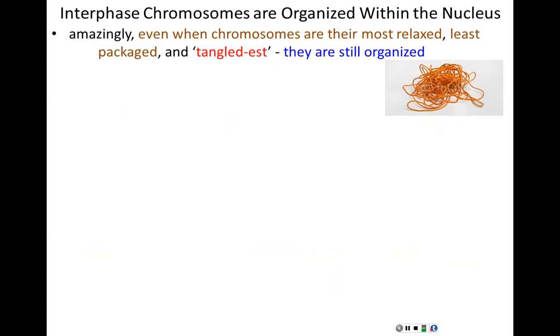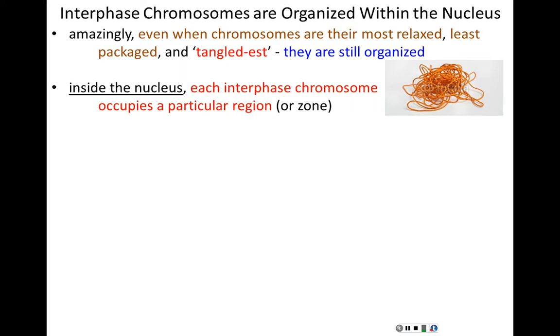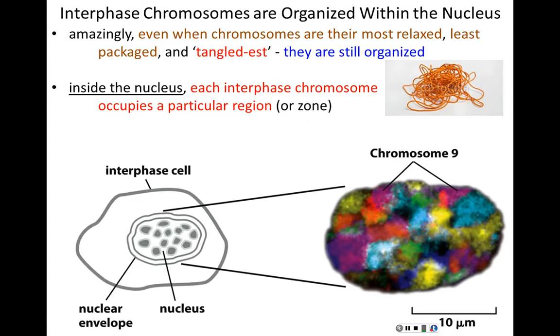What's maybe even more amazing is that even when chromosomes are at their most relaxed during interphase, when they're at their least packaged, when they are probably most prone to becoming tangled because they are not tightly wrapped, they are still very highly organized. In fact, in the nucleus, each interphase chromosome has its own little zone or its own particular region that it remains in. That's shown here. Here on the left is a schematic of an interphase cell. We see the cell membrane. We see the nucleus here. And inside the nucleus, we see these spots.